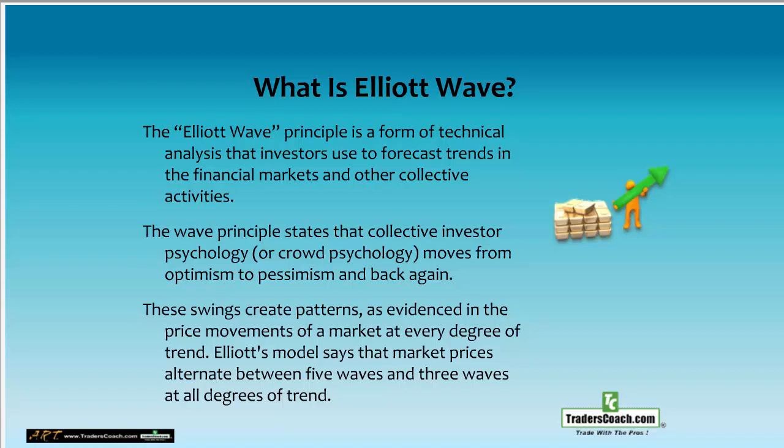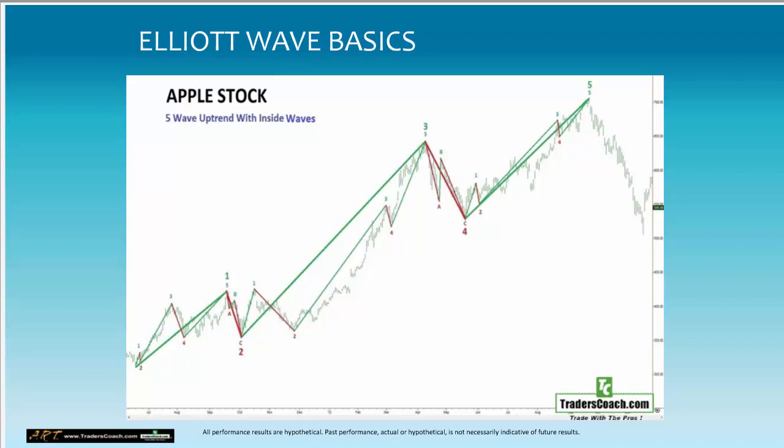All right, so the wave principle states that collective investor psychology, which is that word crowd psychology, moves from these levels of optimism and pessimism and back again. These swings create the patterns as evidenced in price movement of a market at every degree of the trend. And so Elliott's model basically says that market prices alternate between 5 waves and 3 waves at all degrees of a trend. And so when we look at an Elliott Wave pattern, and this happens to be Apple stock here, you certainly can see we've drawn a lot of lines here.